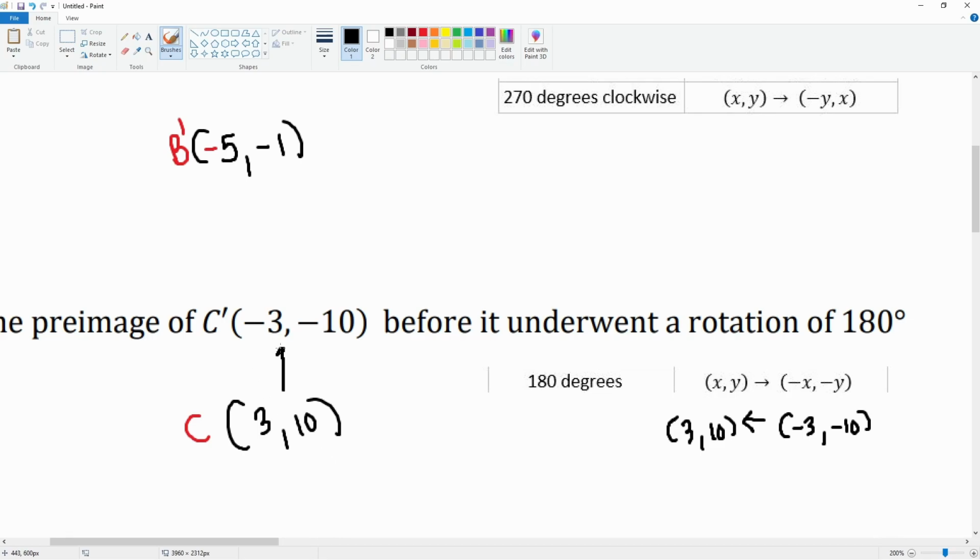Okay? Because to go from here to here, we made it a negative. So to go back, we apply the opposite. So now they're positives.